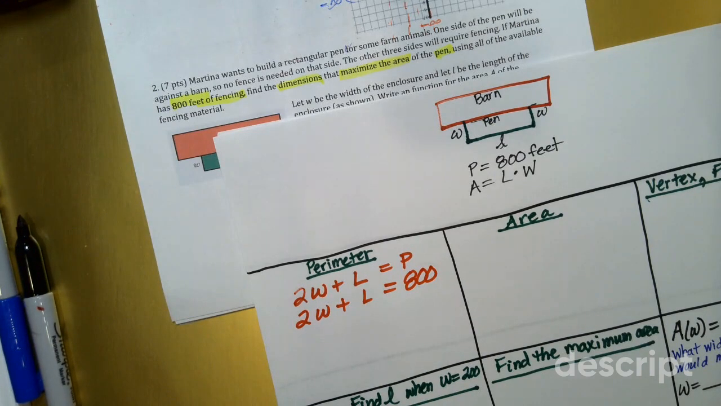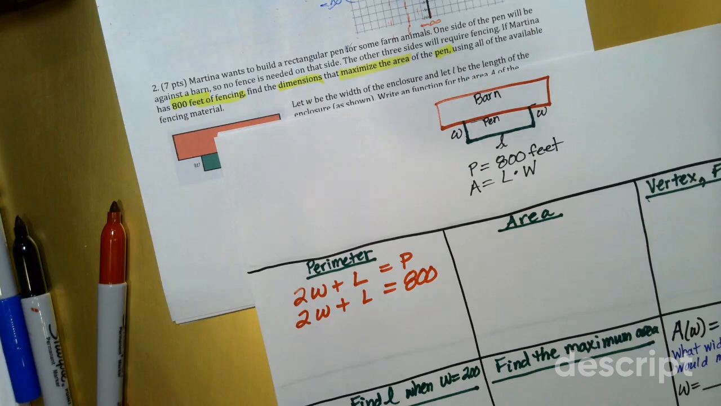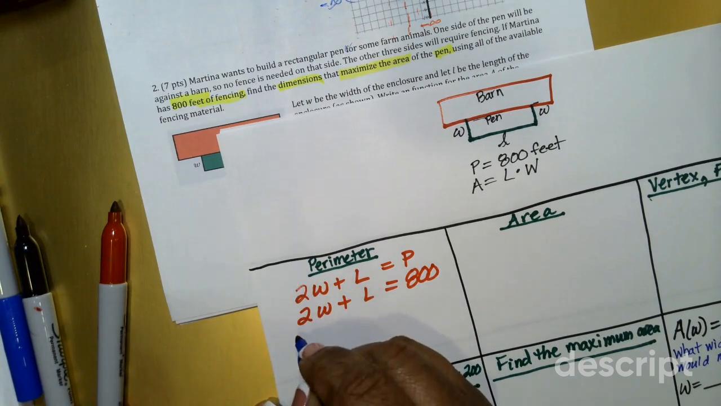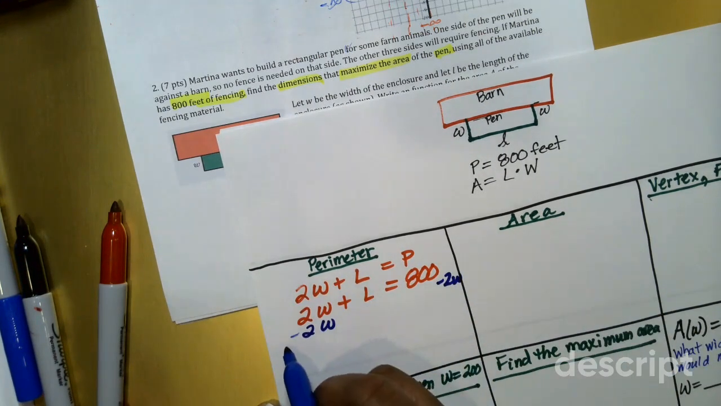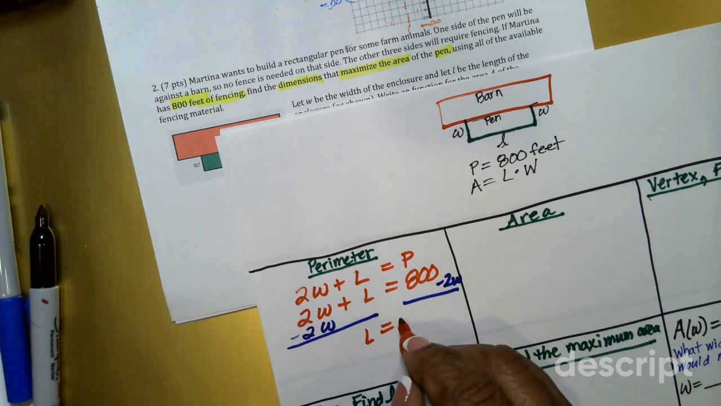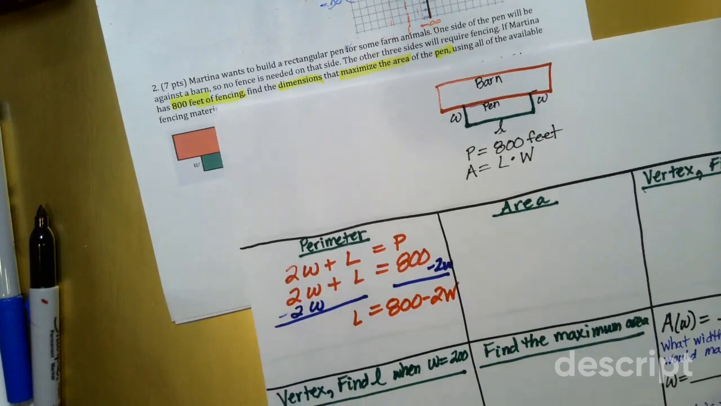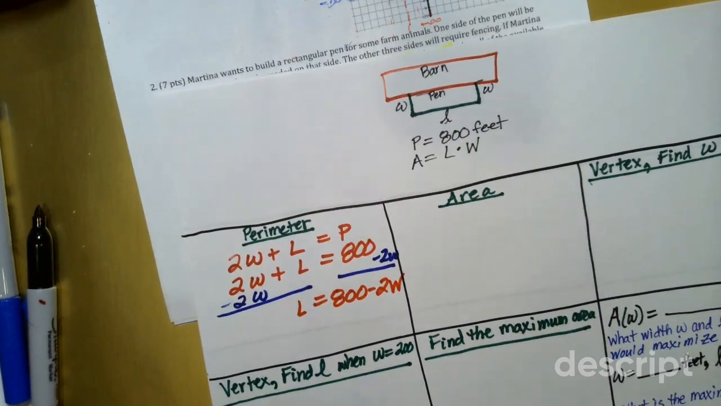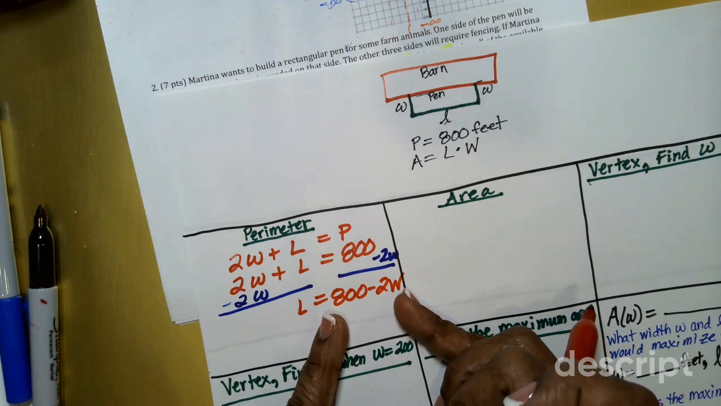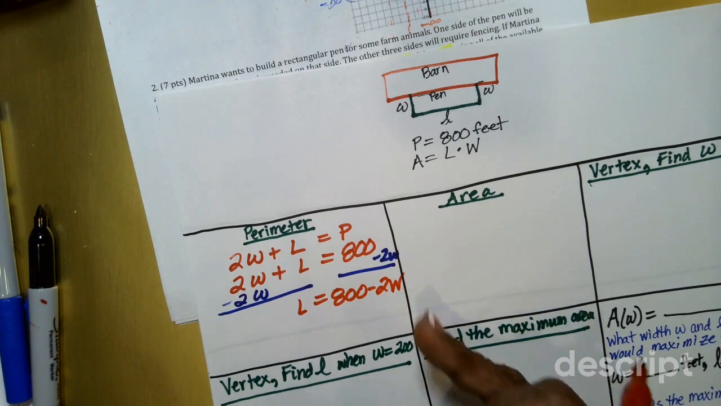We were also told in the problem we want the area written in terms of W. So what we're going to do is solve for L. Why would we solve for L if we are trying to write in terms of W? So we subtract 2W from both sides, and we have now isolated L: 800 minus 2W. Okay, the reason we do that is so that if we see an L, we can substitute in this expression, which involves W.